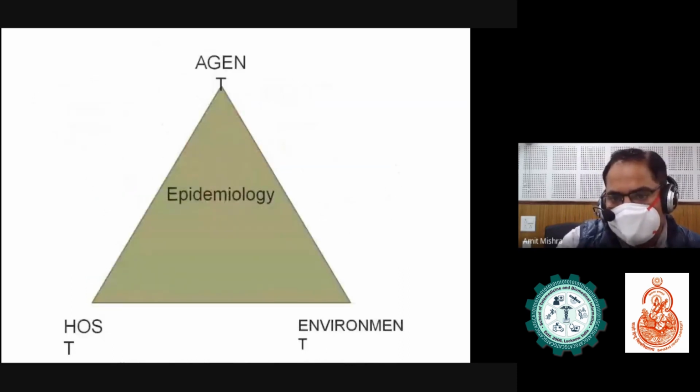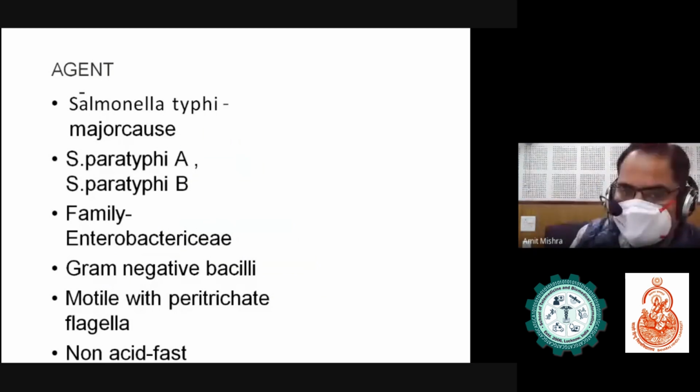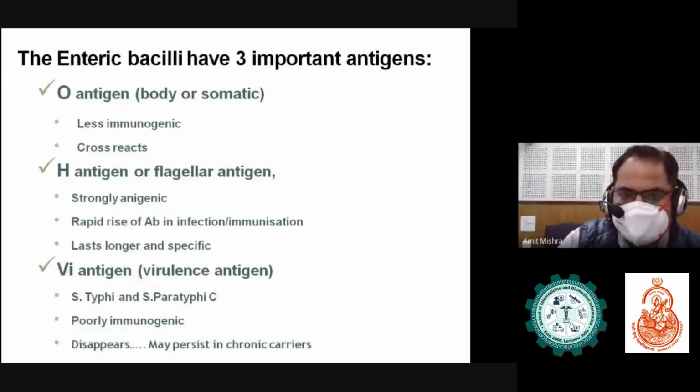This is a diagram showing the epidemiology: agent, host, and environment. In the triad we just discussed, the agent is Salmonella typhi, which is the major cause, and the other is Salmonella Paratyphi A or B. As you know, it is of the family Enterobacteriaceae. It is a gram-negative bacilli, motile with peritrichous flagella. It is a non-acid fast bacilli.